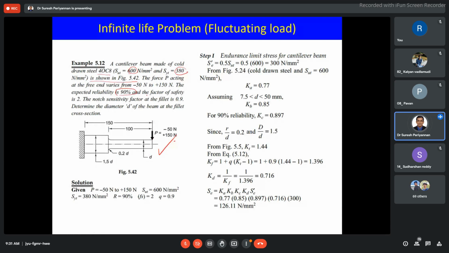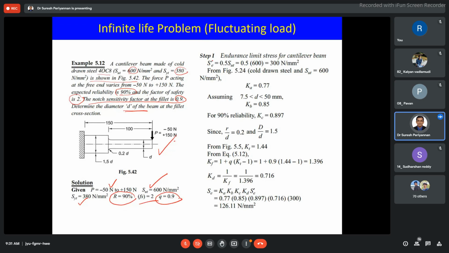The reliability life is given. We have to find the reliability factor corresponding to 90% from the table we discussed earlier. The factor of safety is given as 2. The notch sensitivity factor, sorry, q, is given as 0.9. Determine the diameter of the beam. The clear diagram is given here. The load is fluctuating, minus 50 to 150 Newton. Sut and Syt are given, reliability 90% is given, FS is given, and q is 0.9. These are easy.